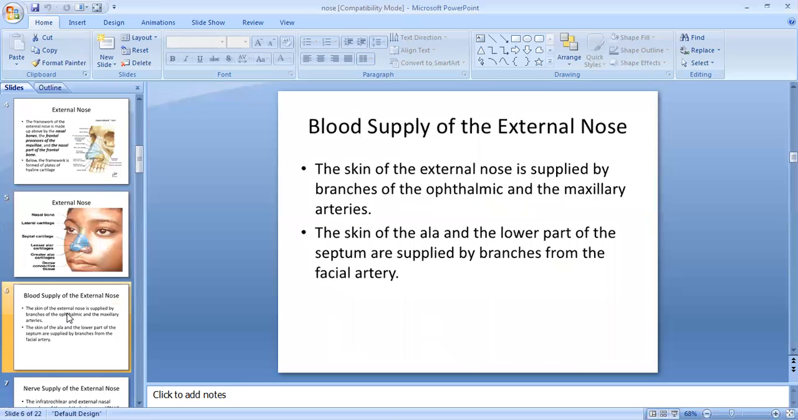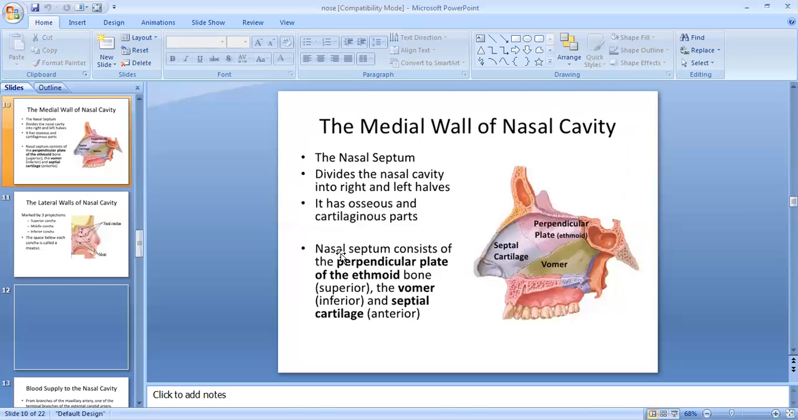As far as the blood supply of the external nose is concerned, the skin of the external nose is supplied by branches of the ophthalmic and maxillary arteries. The skin of the ala and the lower part of the septum are supplied by branches of the facial artery. So basically, the ophthalmic artery, which is a branch of the internal carotid artery, the maxillary artery, one of the terminal branches of the external carotid artery, and the facial artery, which is one of the branches of the external carotid artery, supply the external nose.